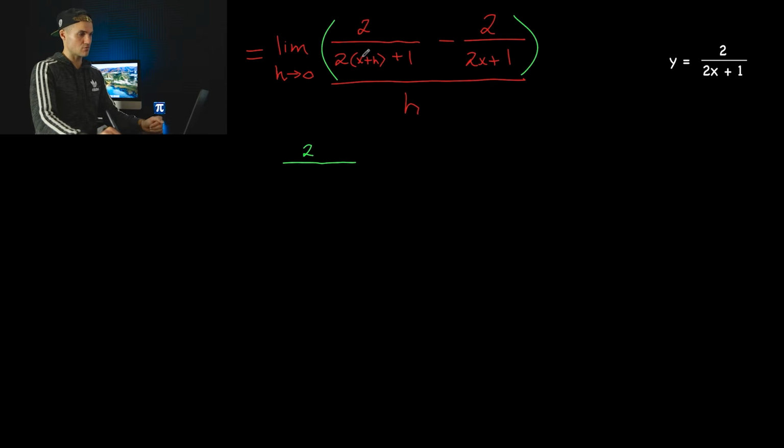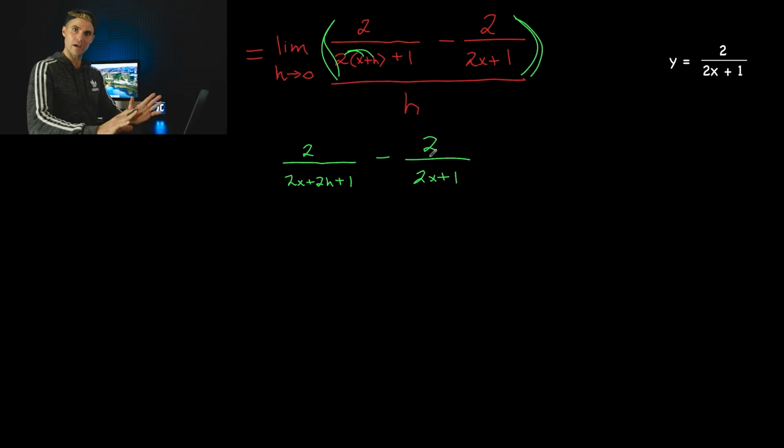Now this 2, in the x plus h, I'm actually going to distribute it. So this would be 2x plus 2h plus 1 minus 2 over 2x plus 1. Okay, so what I'm doing again, I'm just taking this expression in the green brackets in the numerator. I'm just going to simplify it on the side, and then we'll bring back whatever it simplifies to into the overall limit, and then we'll work with the overall limit after.